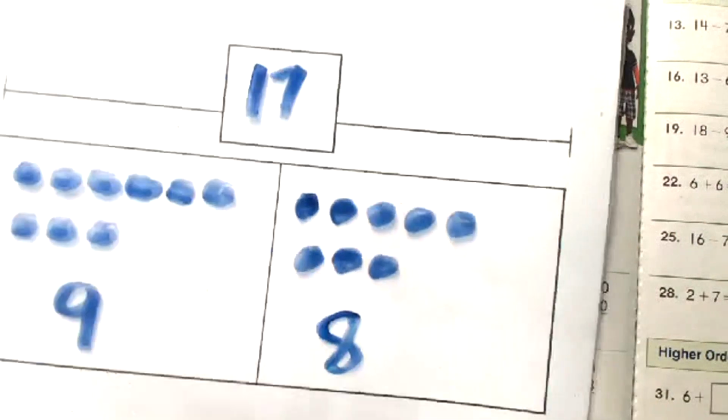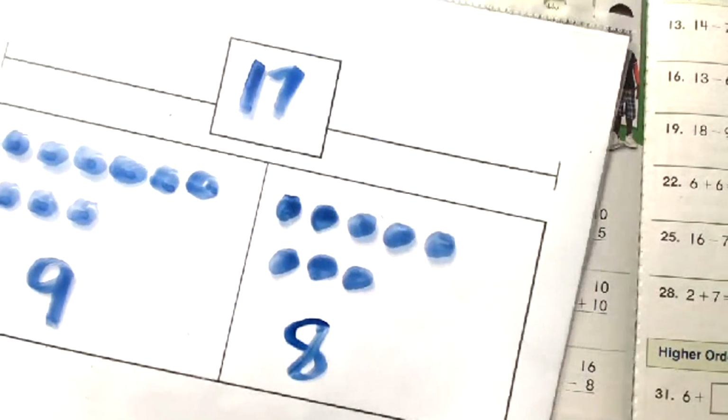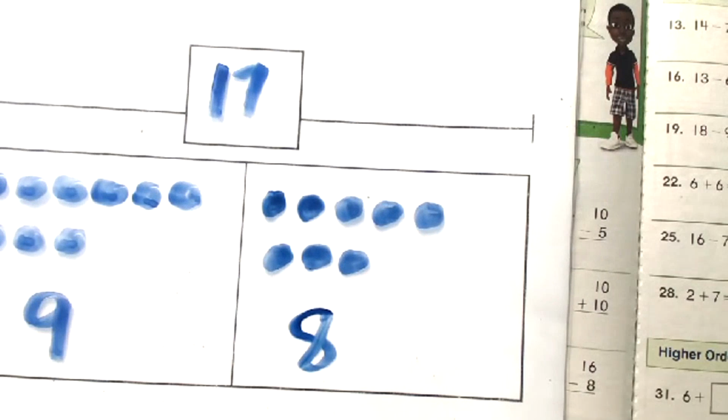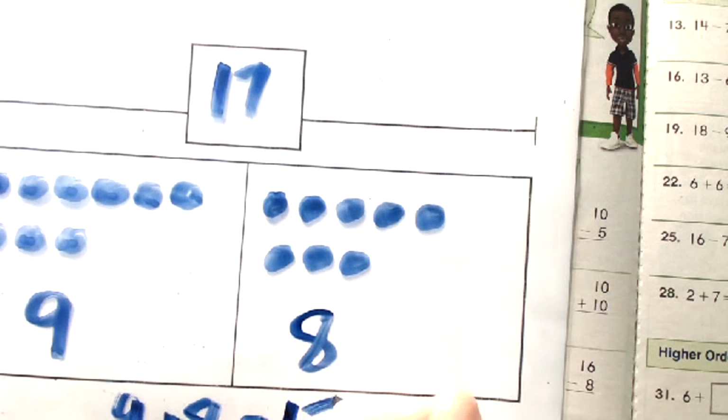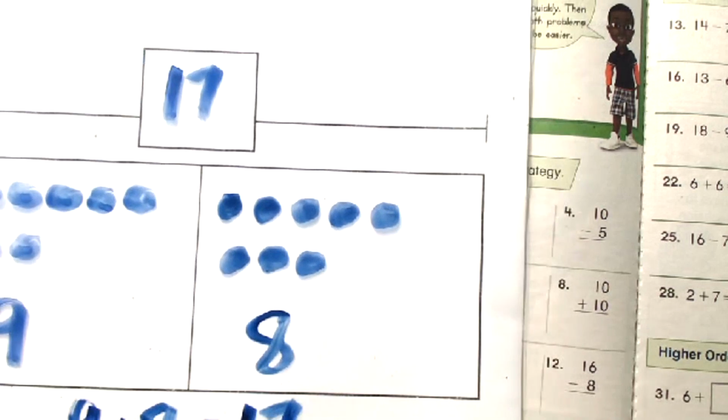Also, if we're thinking about our fact family, what's the addition fact here? What's an addition fact here? 9 plus 8 equals 17. Right? Good job, friends. Good job.